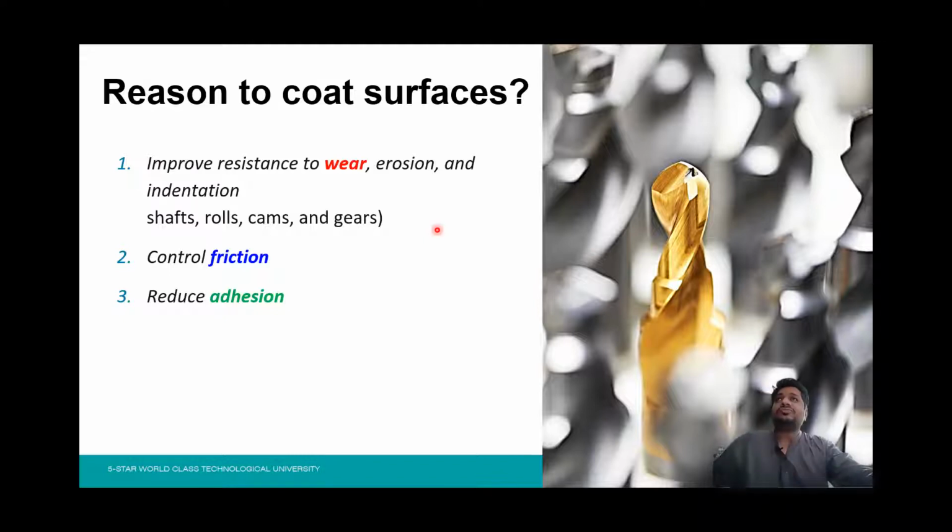Then we need to improve lubrication. Why do we need to improve lubrication? Because surfaces which can retain the lubricants have good lubricity, and when they have good lubricity, they are able to maintain less friction. So our surface modification should be such that the lubrication is improved.